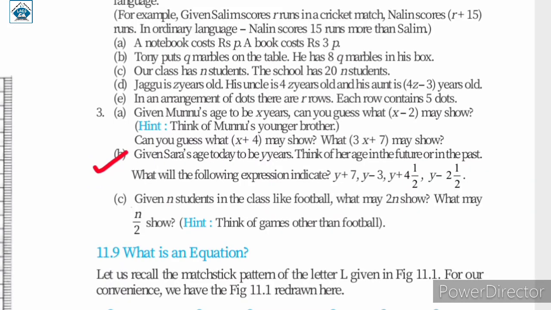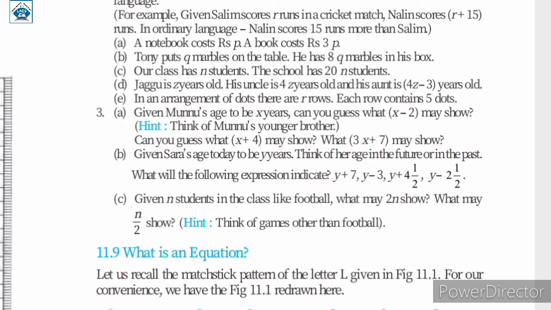In the next part, we are given Sarah's age today to be y years. Think of her age in the future or in the past. What will the following expressions indicate? y plus 7, y minus 3, y plus 4 and a half, and y minus 2 and a half. So here we need to think what these expressions will indicate. Now as you can see, this is similar to question A.